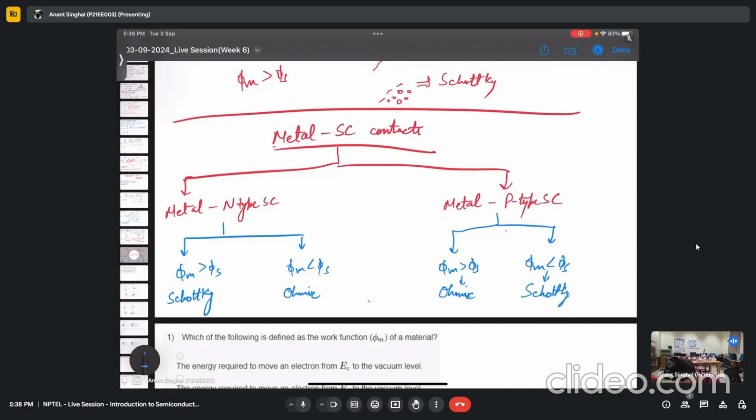So this is a very basic conclusion that we have drawn till now for the metal semiconductor contacts, and we'll be dealing with the questions for these topics only in this particular lecture. So let's move ahead to some of the questions that we have for Schottky diode. If I'm saying that it is a Schottky diode, what it means is that we have a metal and a long enough N-type semiconductor. So that we'll be calling a Schottky diode.